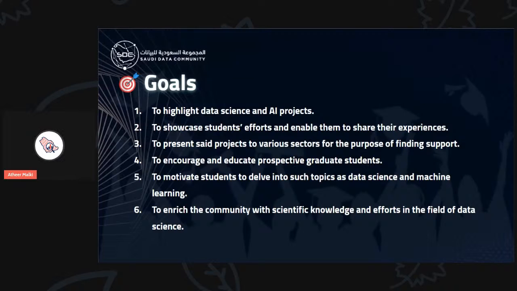The goals we wish to achieve include highlighting data science and AI projects, showcasing students' efforts and enabling them to share their experiences and their stories, presenting those projects to various sectors for the purpose of finding support for our community members. We also want to encourage and educate prospective graduate students, motivate them to delve into topics such as data science and machine learning. Last but not least, we want to enrich the community with good material and substantial knowledge in the field of data science.